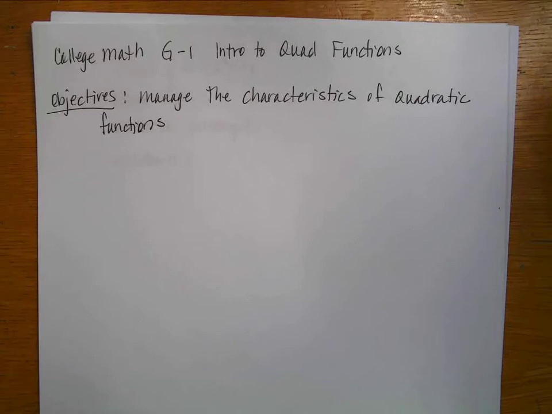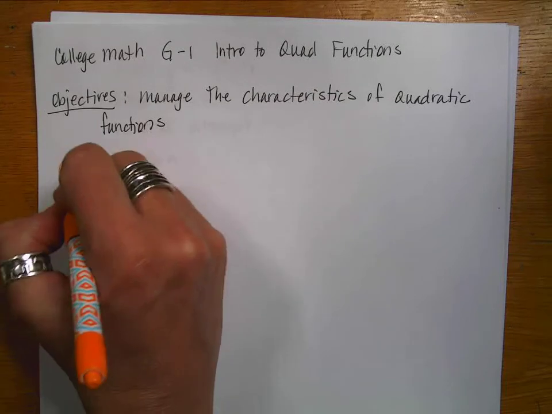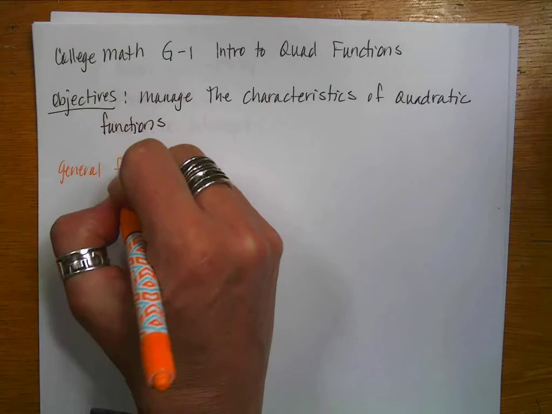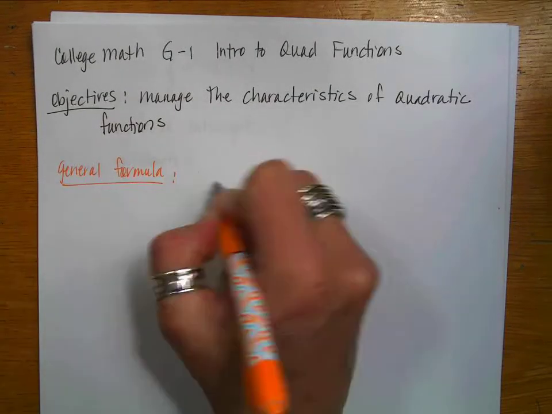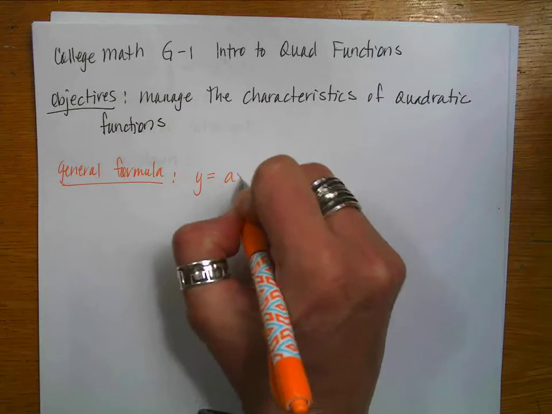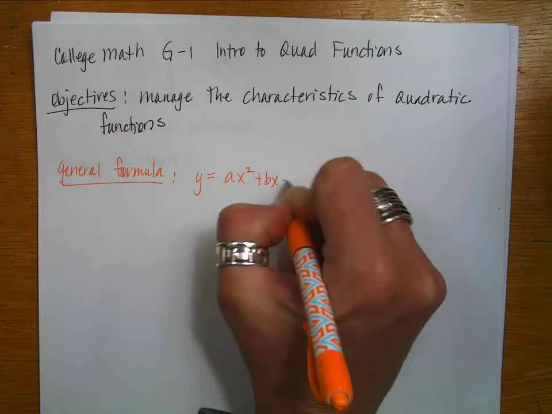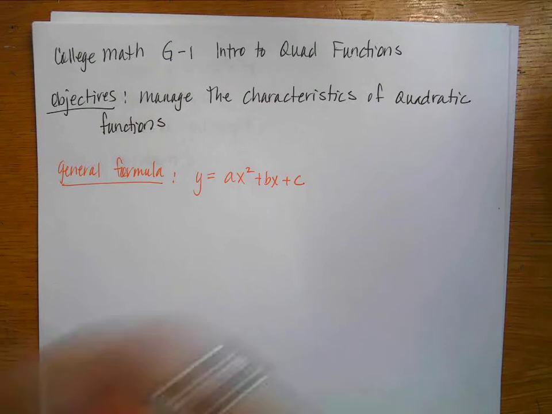We're going to be starting our work with quadratic functions. So our objectives are that we're going to manage the characteristics of quadratic functions. As we get started, our general formula for a quadratic is going to be y is equal to ax squared plus bx plus c.